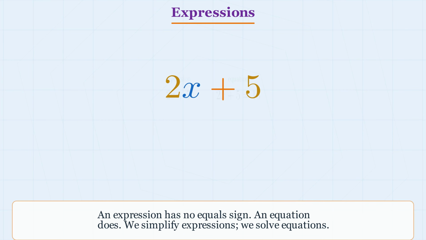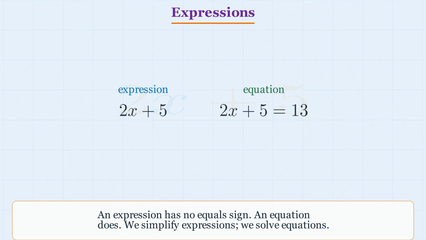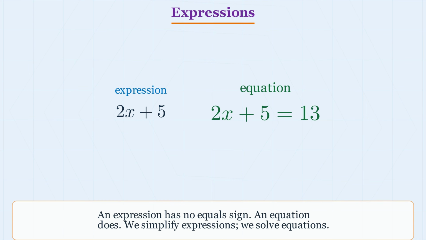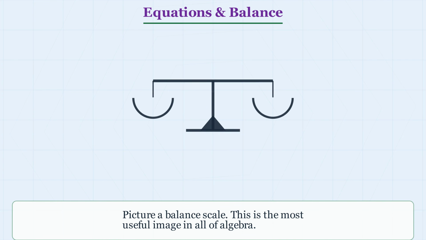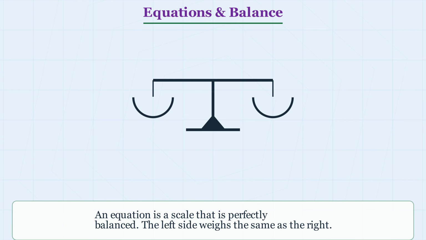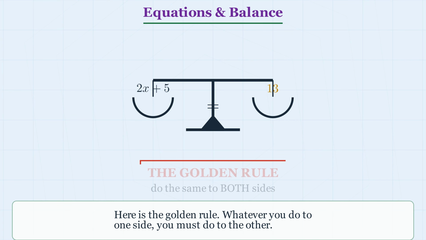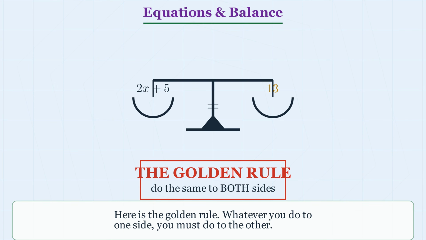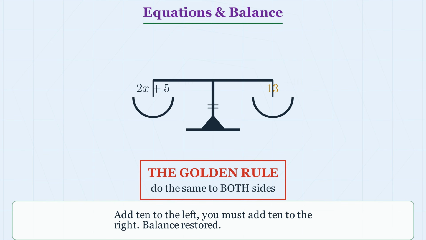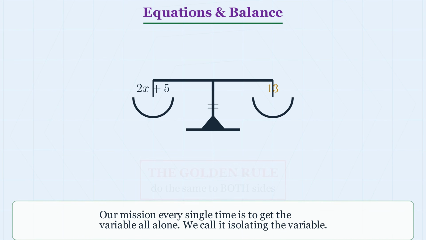An expression has no equals sign, an equation does. We simplify expressions, we solve equations. Picture a balanced scale. This is the most useful image in all of algebra. An equation is a scale that is perfectly balanced. The left side weighs the same as the right. Here is the golden rule. Whatever you do to one side, you must do to the other. Add 10 to the left, you must add 10 to the right. Balance restored. Our mission every single time is to get the variable all alone. We call it isolating the variable.